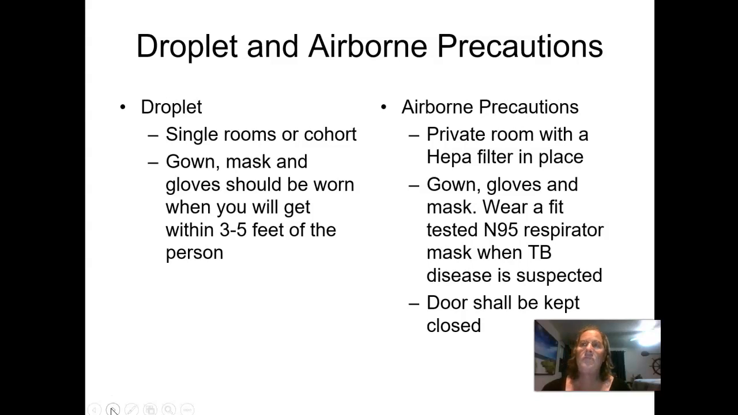Okay. So if the rooms are small, you may need to put your gear on before you even walk in that room. But ideally, if I can, depending on how the room is, again, single rooms or cohorting is best. Gown, mask, and gloves should be worn if we're going to be within 5 feet of the person. So if I can, I like to just at least poke my head in the door and say, hi, it's me, Kelly. I just wanted to say hi, so they can see your face, so they can actually make a better connection with you. And then I'll stop and I'll get all my gear on.